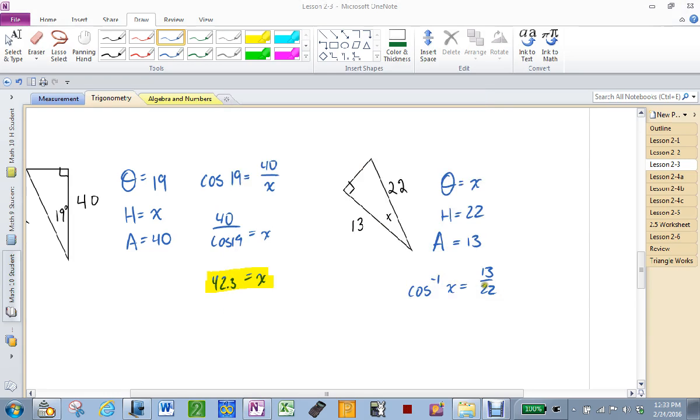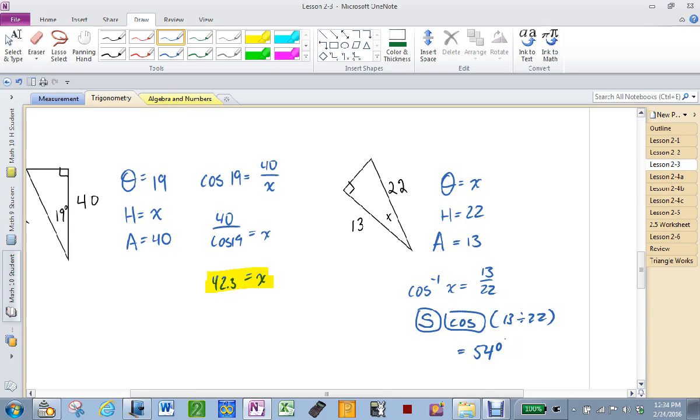What is this math right here? Divided by. So this is shift cos, bracket 13 divided by 22. And what is it, Felix? 53.8. And we like our degrees to be to the nearest degree. So it is 54 degrees. Everybody cool?